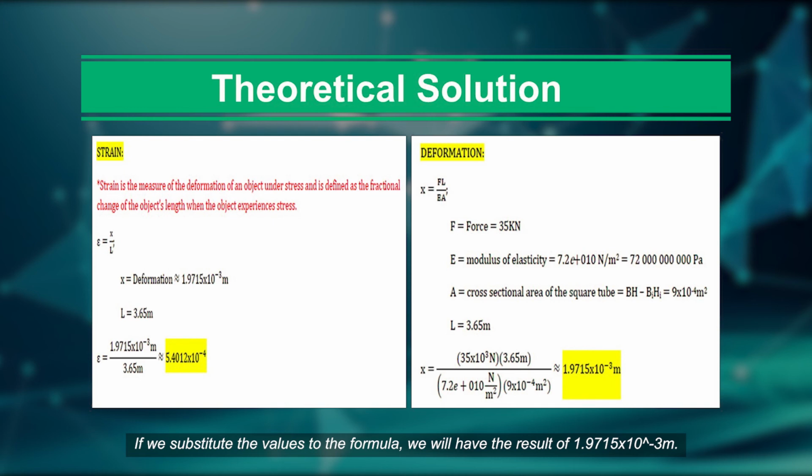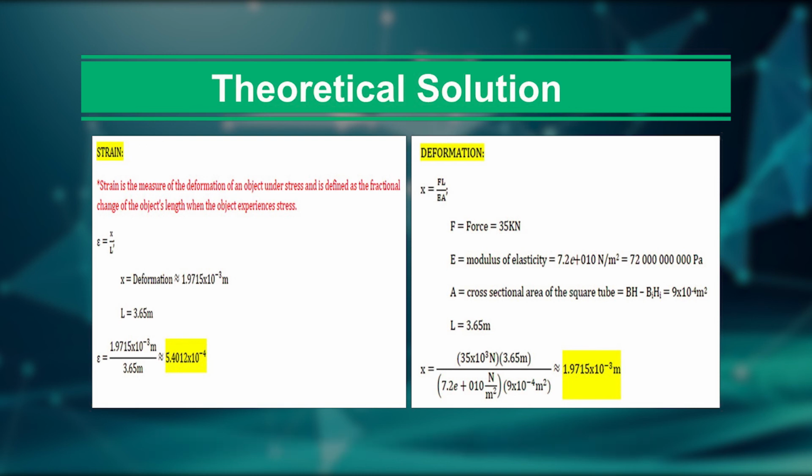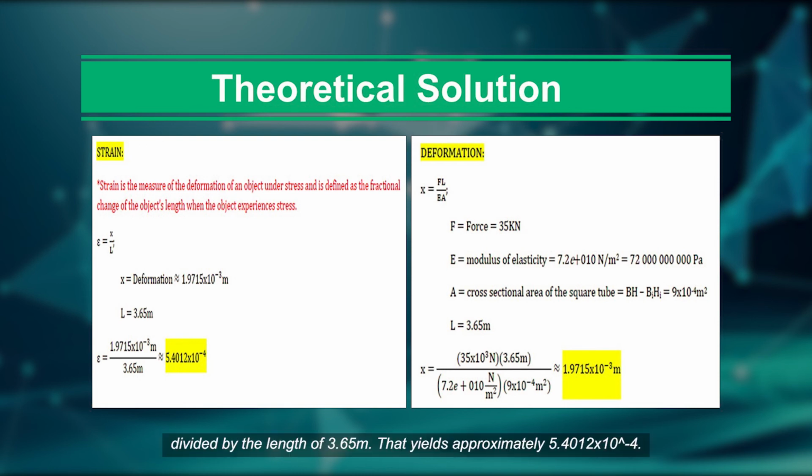And lastly, we need to identify the strain, which is the measure of deformation of an object under the stress, and is defined as the fractional change of the object's length when the object experiences stress. To get strain, deformation X, which is 1.9715 times 10 raised to negative 3 meters, divided by the length of 3.65 meters, that yields us approximately 5.4012 times 10 raised to negative 4.